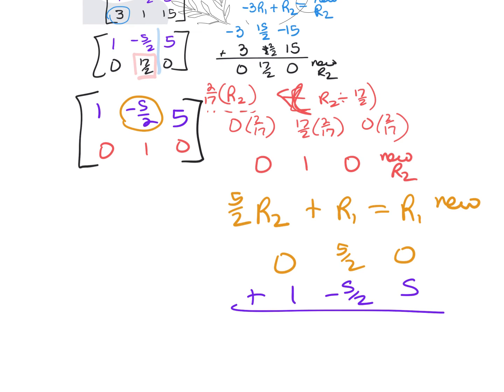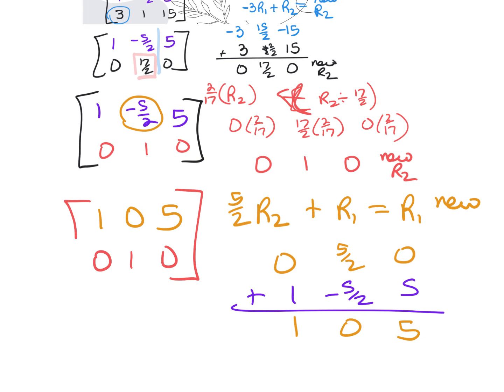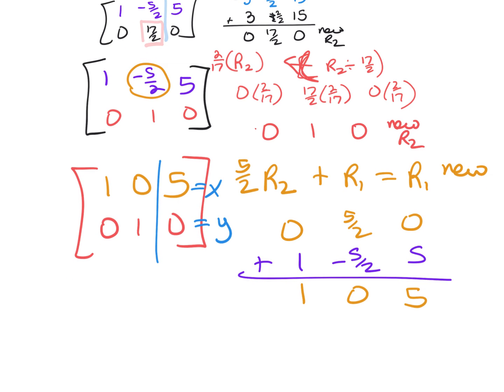And this will give me my new row 1, 1, 0, 5. And now I'll put that in here, 1, 0, 5, with the current row 2. And now it's in echelon form. And again, I have 1x equals 5 and y equals 0. So my solution is the ordered pair 5, 0.